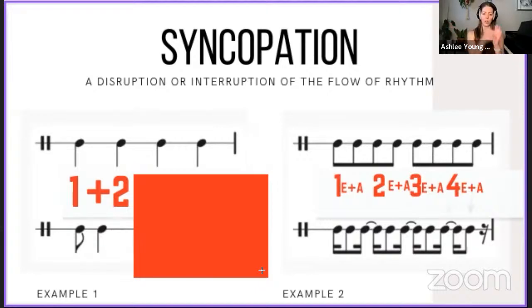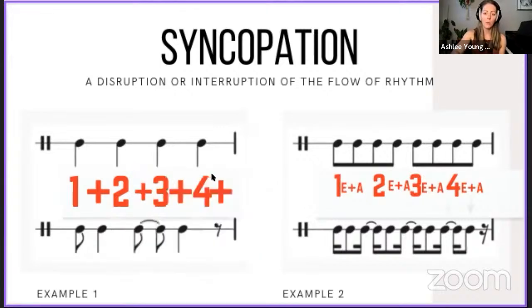1 and 2. 1 and 2. And if I can do that, and I can get that to the point that it feels comfortable, then I can add a little bit more.